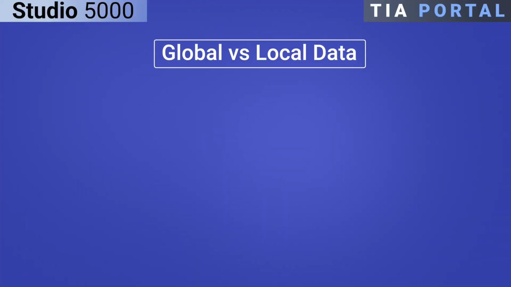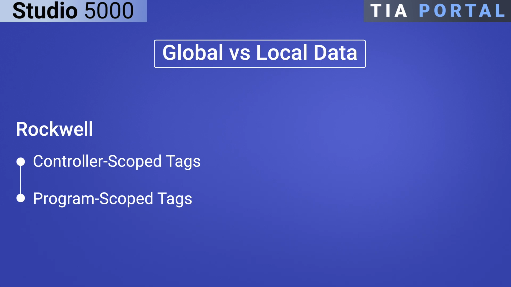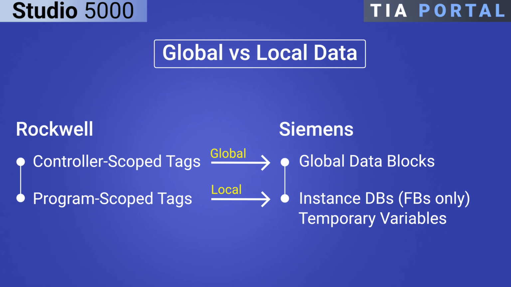Rockwell and Siemens TIA Portal each provide unique approaches to managing global and local data within their PLC systems. Rockwell differentiates shared and program-specific data using global and program scope tags, while Siemens relies on global data blocks and local data in FBs, FCs, and OBs to handle data across various scopes. Now let's conclude this comparison with a powerful finale by diving into how both platforms handle logic encapsulation.